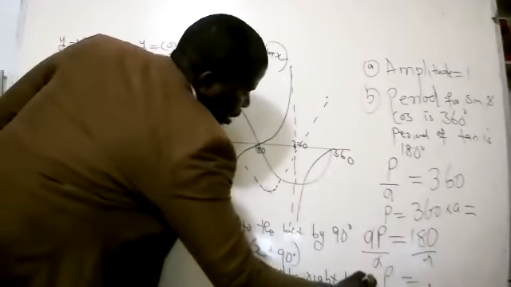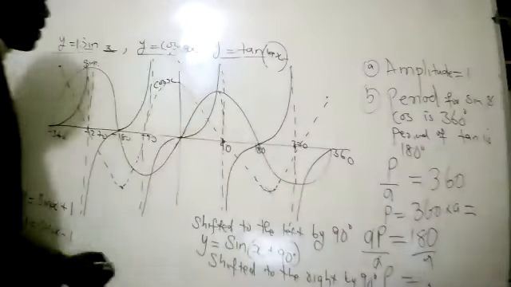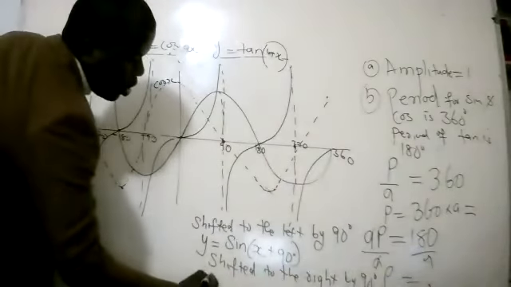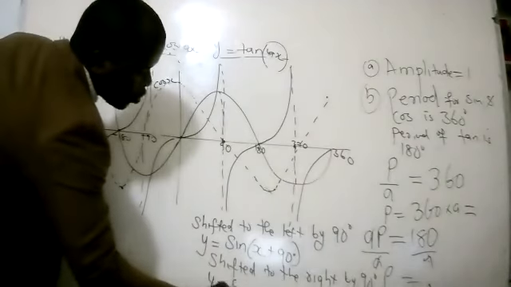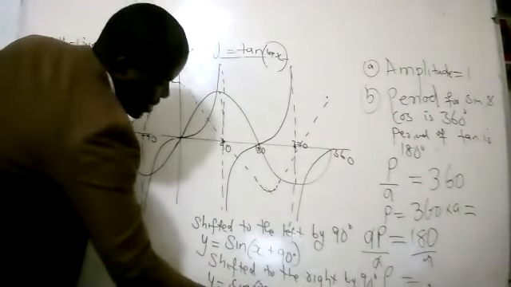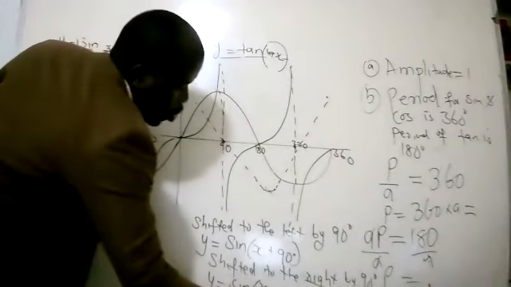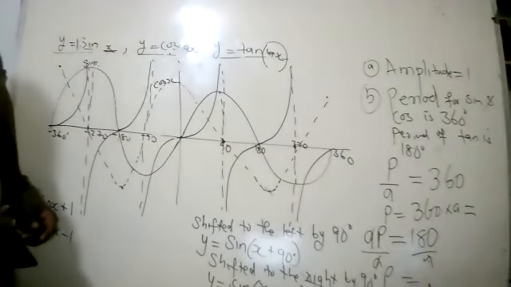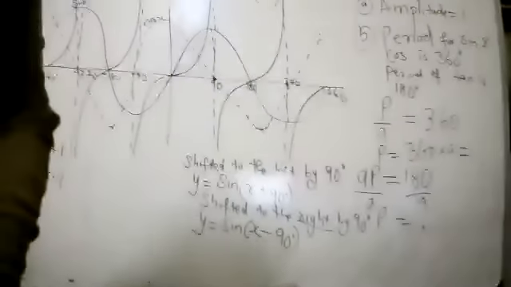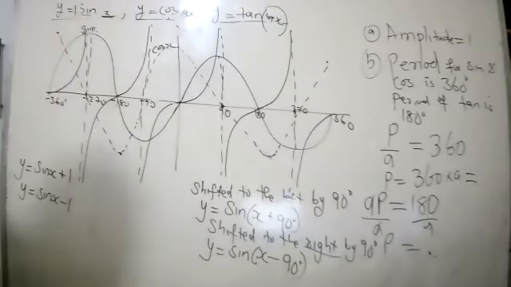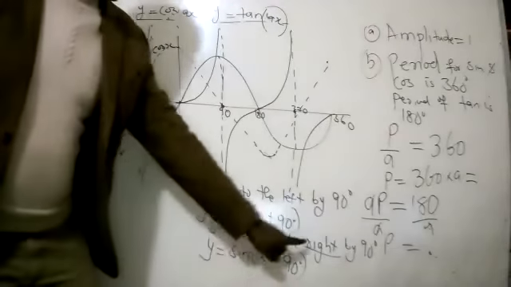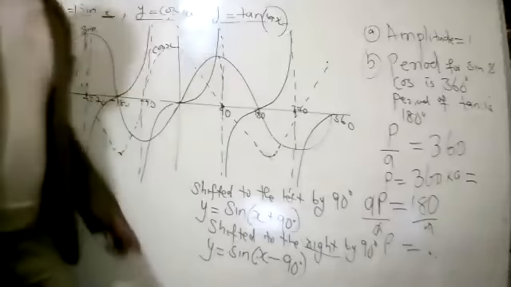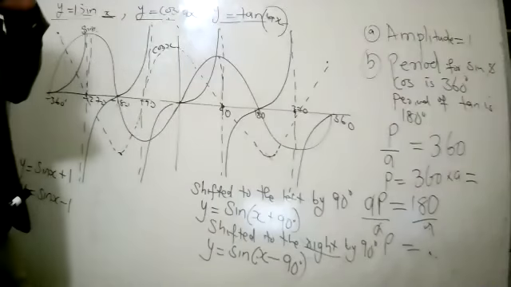So in this case, let's give an example when it shifted to the right by 90 degrees. Therefore, we're going to have y, which is equal to sine of x. Because it shifted to the right, we must subtract by what? By 90 degrees. Let me move it like this. So we have to write it like this when it shifted to the what? To the right by 90 degrees.